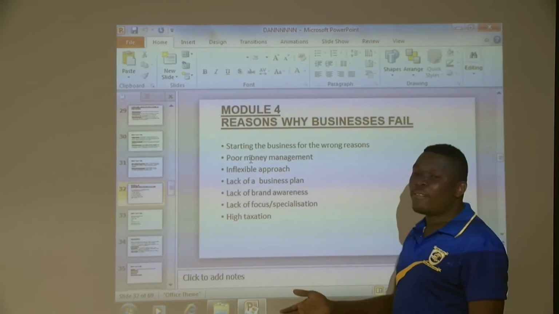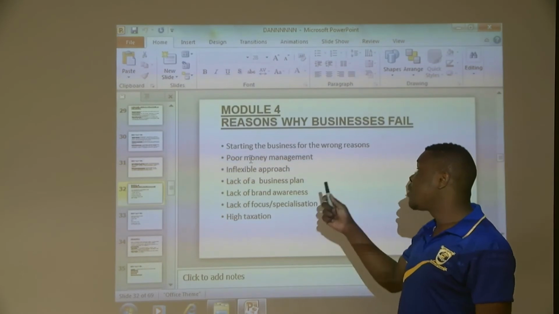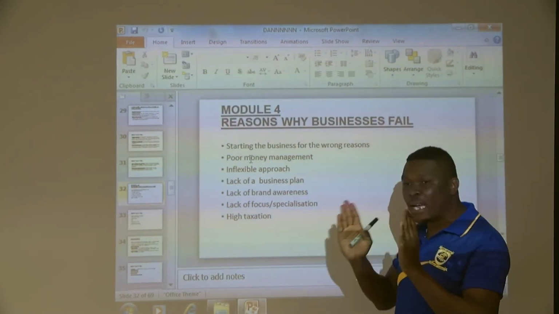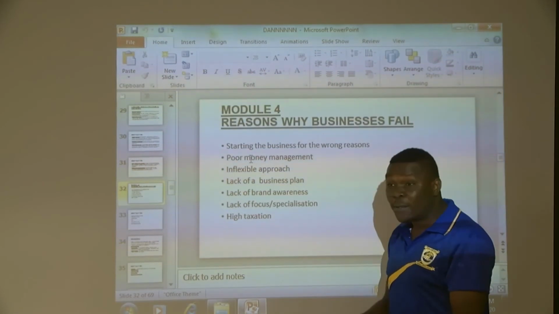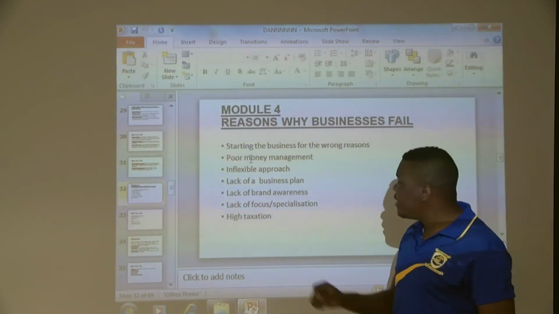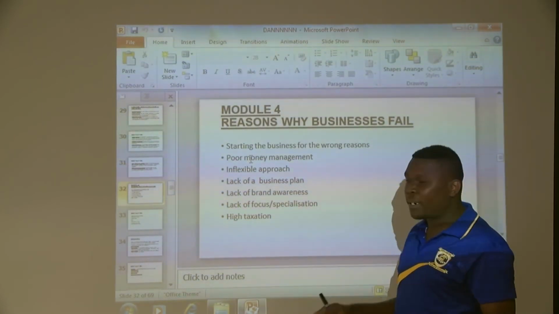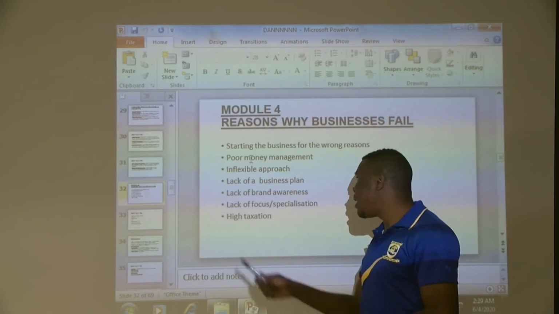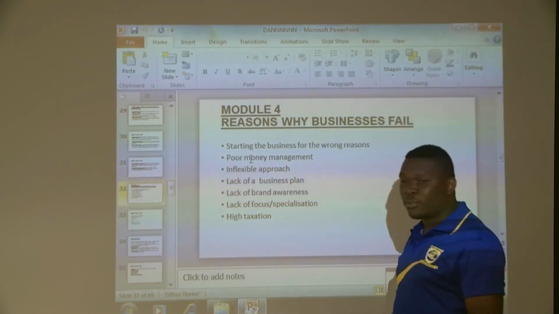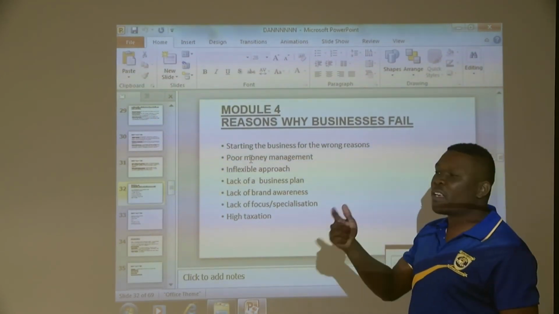And then next is lack of brand awareness. You market your products based on what we call your brand. If you don't have a brand, that means you cannot effectively market your products or services. You must be aware of what kind of brand you're selling to your clients. You must be aware of the brand and even defend that particular brand in case there are any queries from the particular clients.